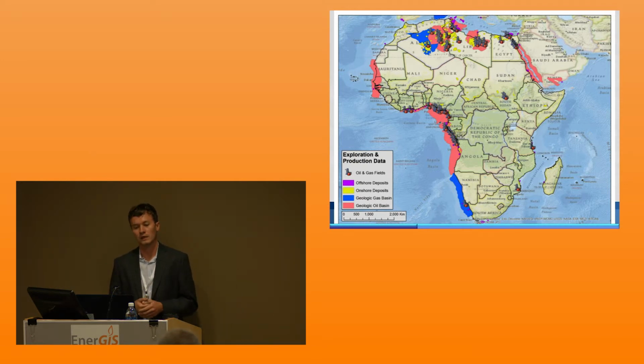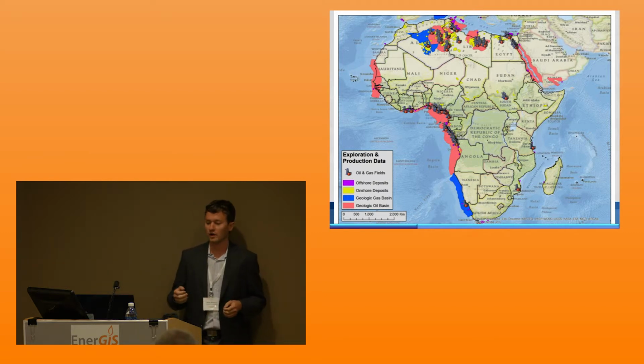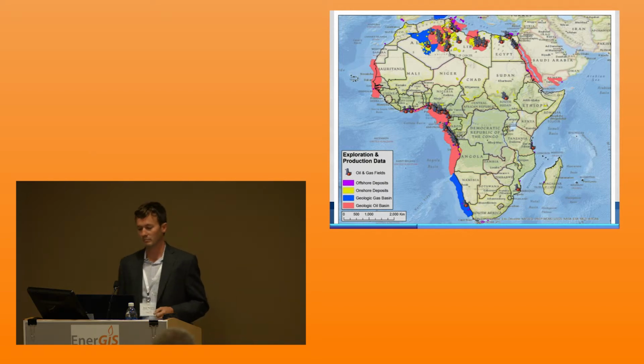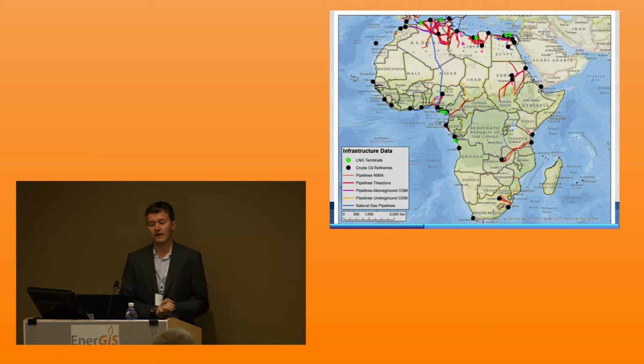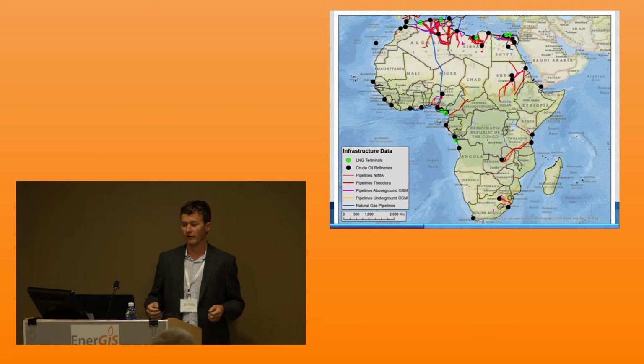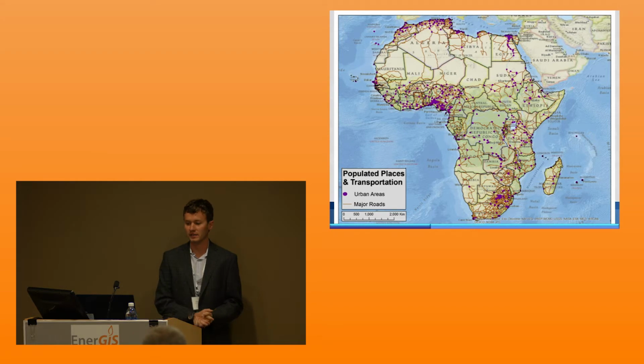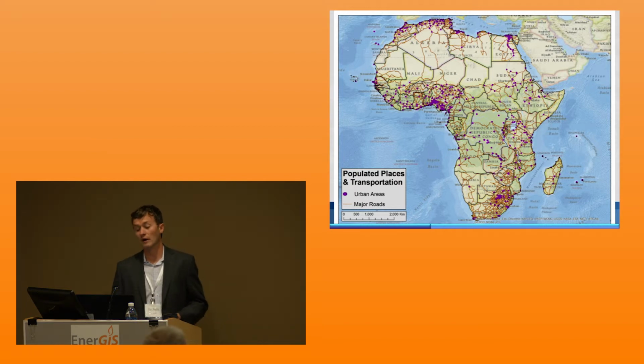So let's take a look at some of the variables that were used as inputs for this risk mapping. The first is exploration data, things like oil and gas fields, onshore and offshore deposits, and existing geological oil and gas basins on the continent of Africa. Then infrastructure data, things like natural gas terminals, crude oil refineries, and pipelines from various different sources. We also wanted to model population and transportation information, so proximity to major urban areas and proximity to major highways and infrastructure.